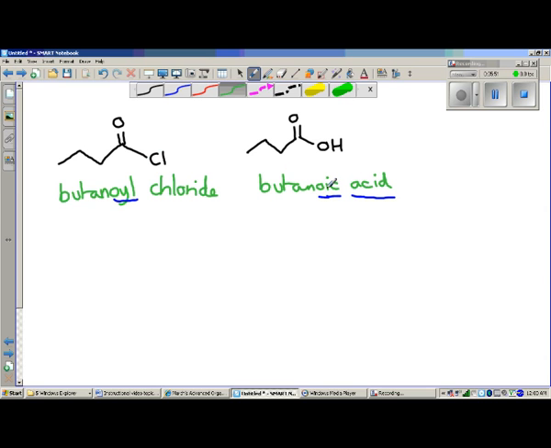So we take away the word acid, get rid of oic to signify carboxylic acid, and stick oil on the end, and then the name of whatever the leaving group is. Butanoyl chloride. It sounds a little odd.